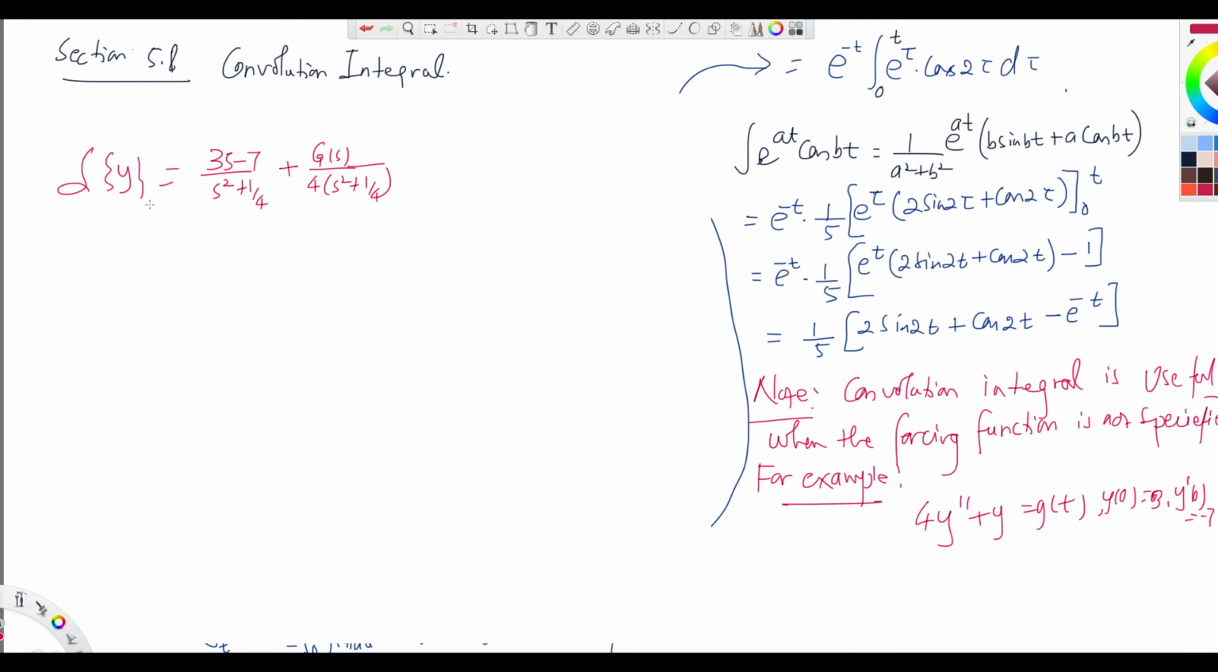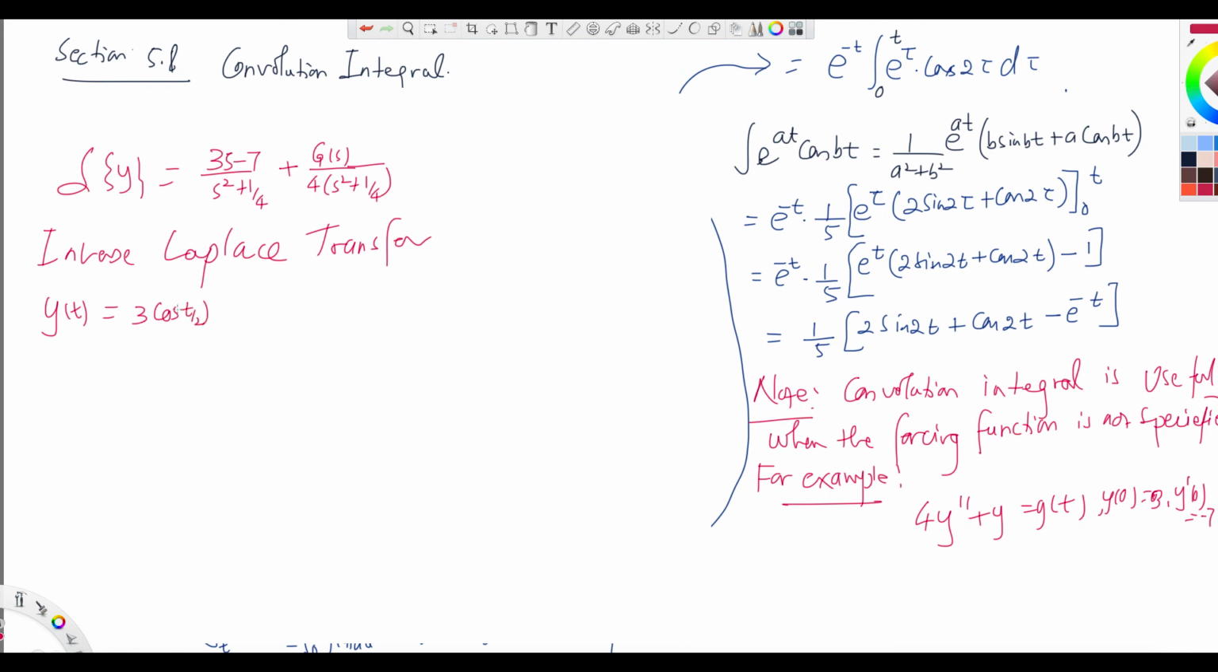Now we will take the inverse Laplace transform on this. When you take the inverse Laplace transform, on the left hand side you will get y(t), equals, on the right hand side, if you take the inverse Laplace transform of this, you will have to split that: 3 and then cosine(t/2).